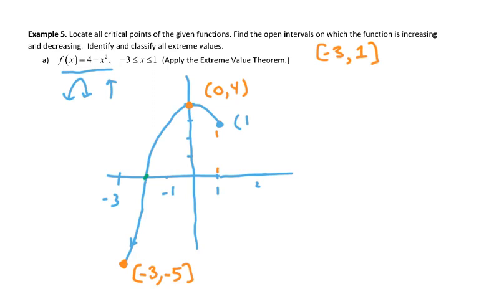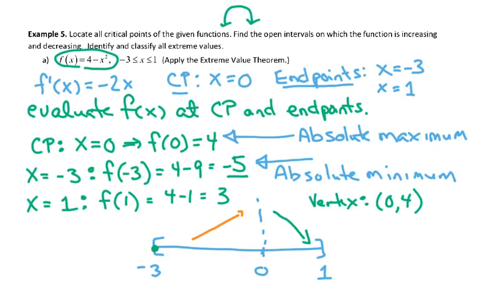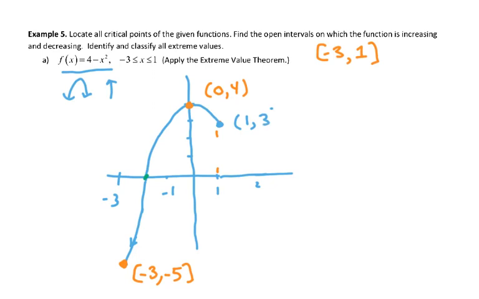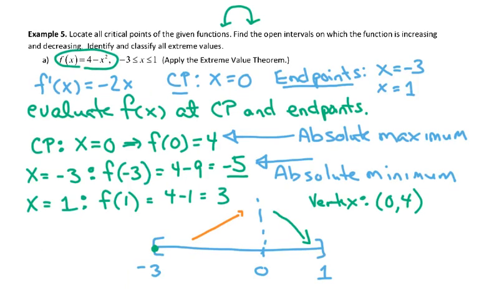And this was the point 1, 3. So that's what my graph looks like, and that's why this is the absolute max. This is the absolute min. But notice we did not need to graph this to find this information out. We just used our theorem that tells us the only places we're going to have extreme values are at endpoints and critical points. Very valuable tools.